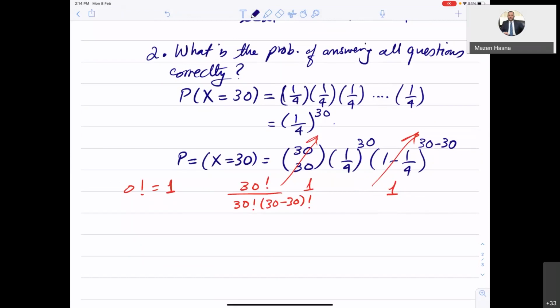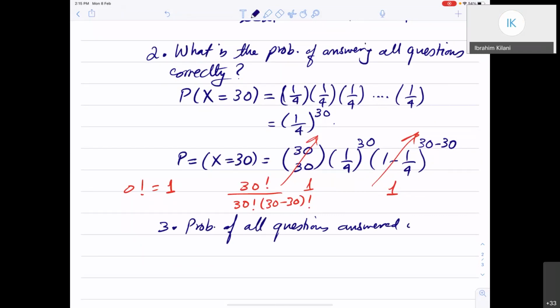What's the chance that you will answer all of them wrong? If I ask for the probability of all questions answered wrongly. Doctor, can we say 1 minus the above answer? No. 1 minus this, what will it give you?